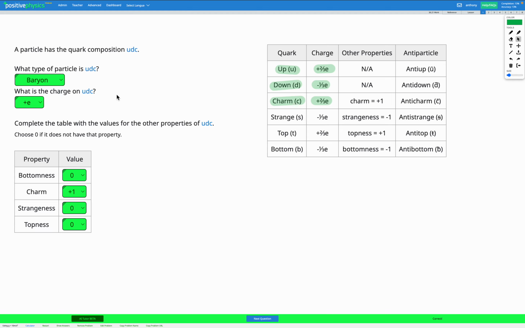So in this type of question, all we need to do is firstly apply what we know about different types of particles: baryons, antibaryons, mesons, leptons, and antileptons. Then we need to add the charge of each of the fundamental particles that make up our particle in order to find the overall charge. And finally, use your table to figure out what other properties your particle has.